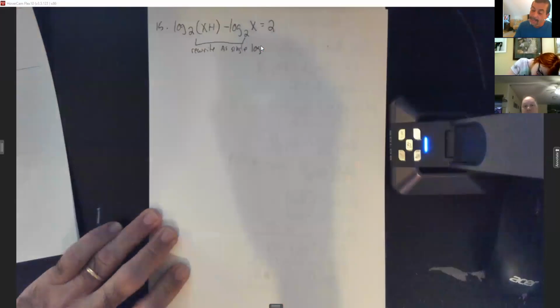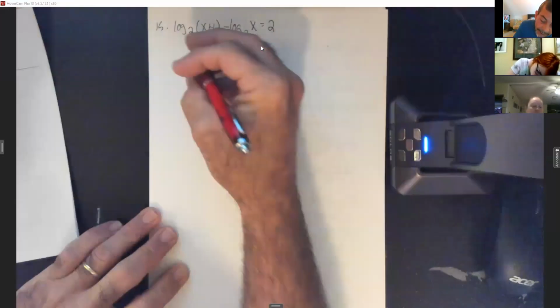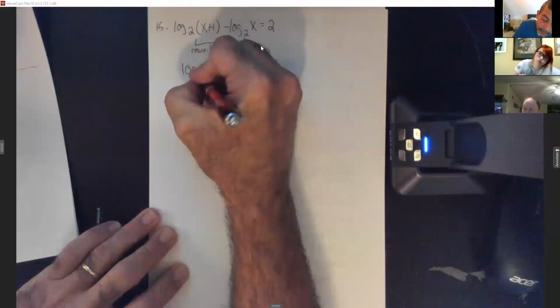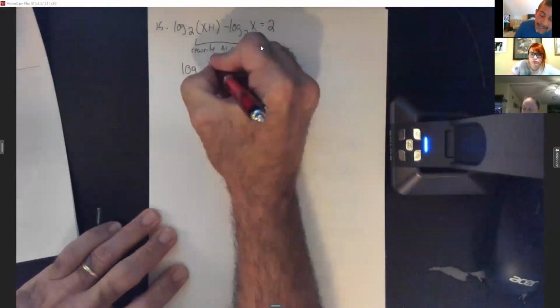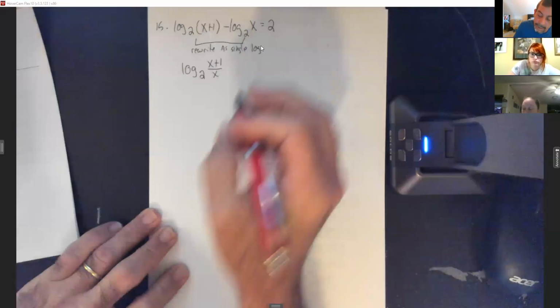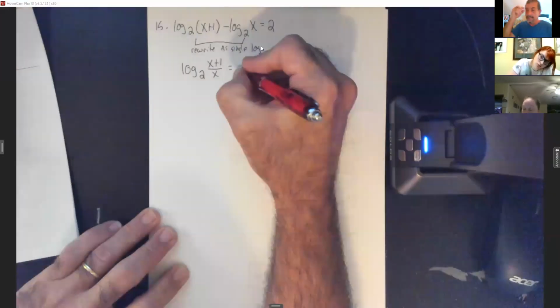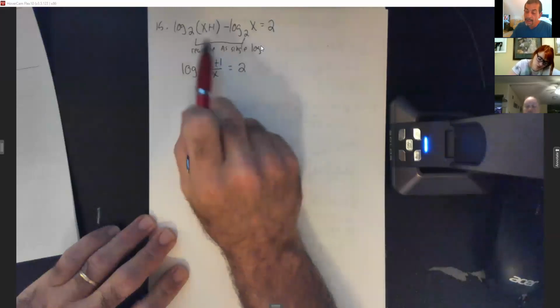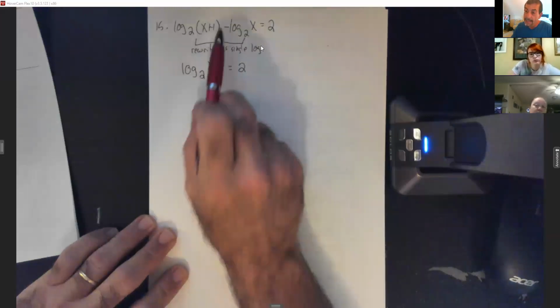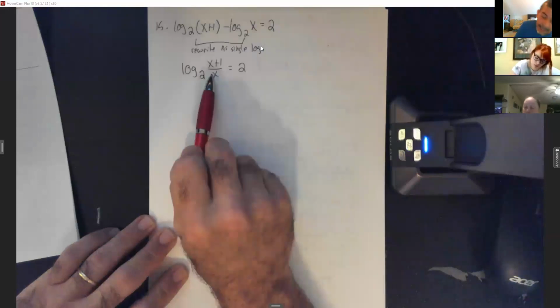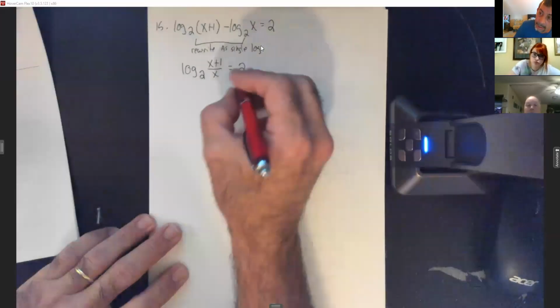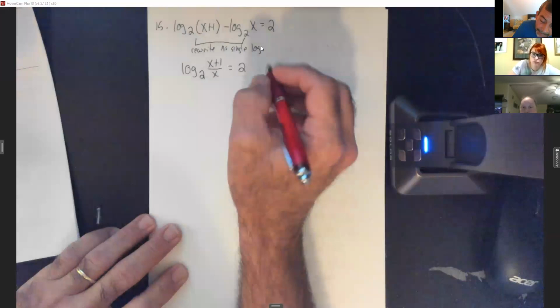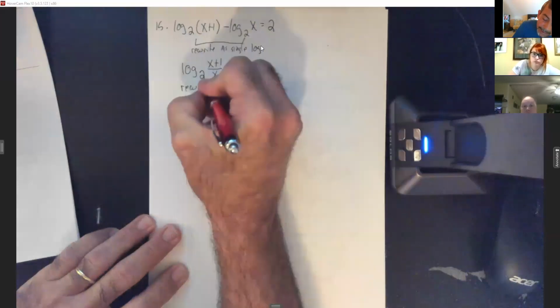And y'all, once again, they're being subtracted, so it's going to look like division. So I've got log base 2 of (x plus 1) over x equals 2. All we did was rewrite the two logs as a single log, and since they were being subtracted, we wrote it as division. Now, since I don't have logs on the right side, I'm going to rewrite it as exponential.